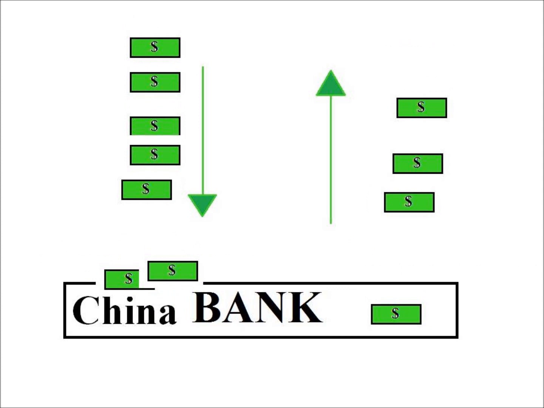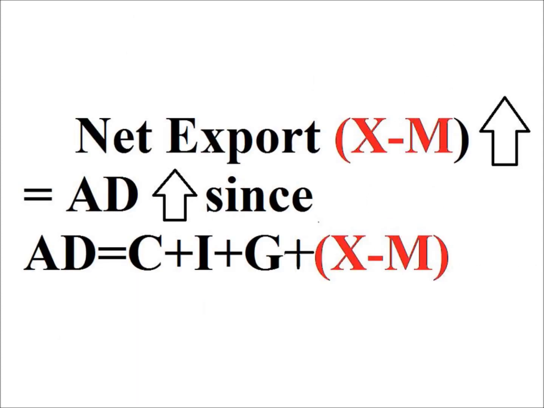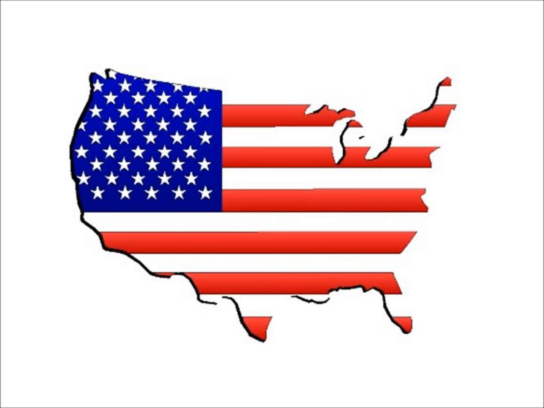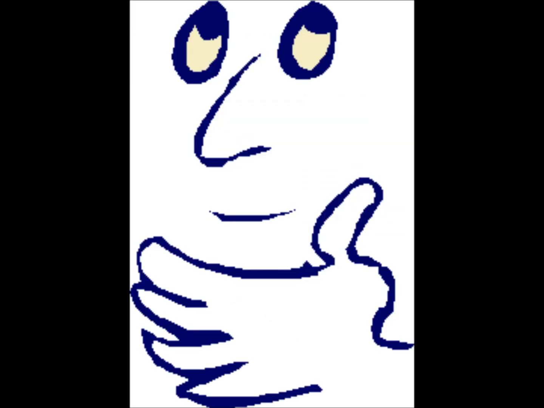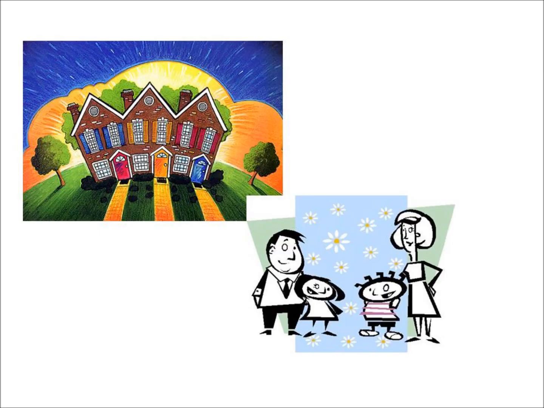This causes the net export X minus M to increase for China, causing China to have a surplus. On the contrary, the USA has been having a current account deficit as their import expenditure is more than their export revenue, due to the undervalued yuan. We must also remember that the undervaluation of the yuan not only affects the economy, but also the material and non-material standard of living of citizens.